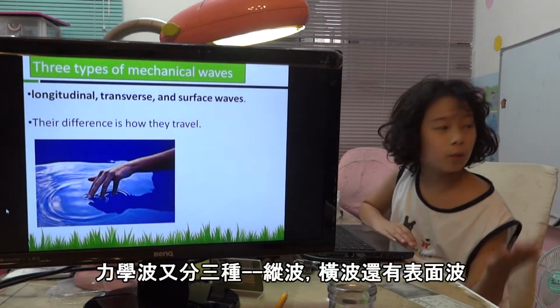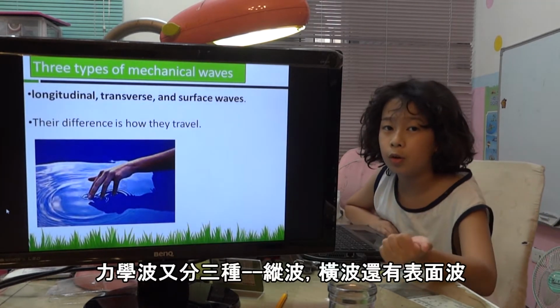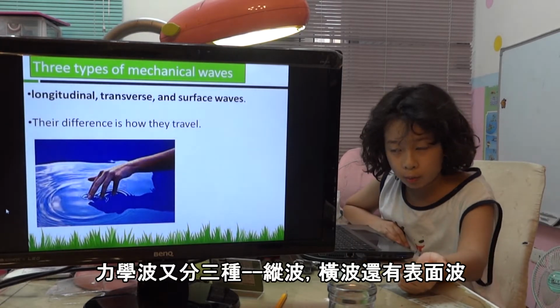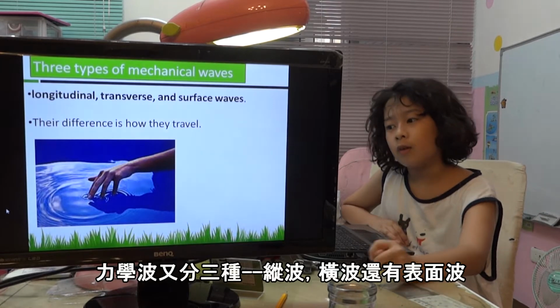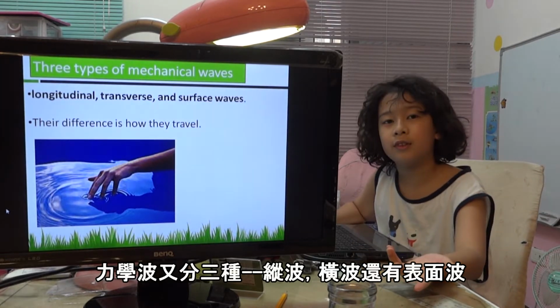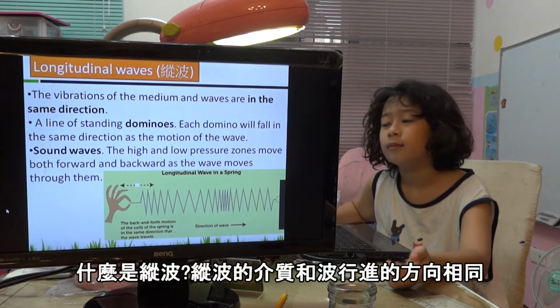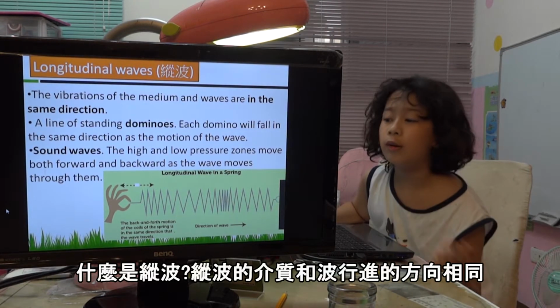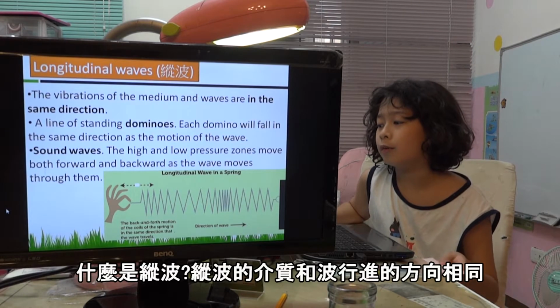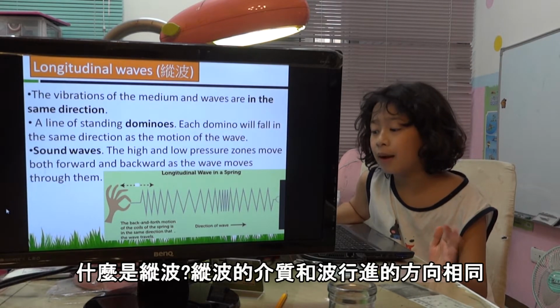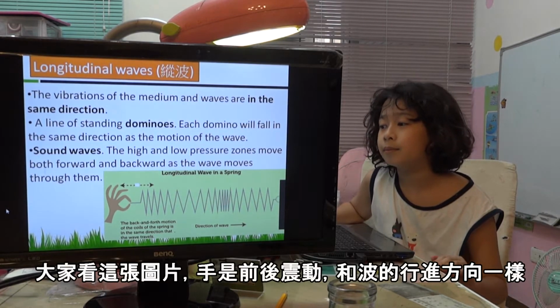Three types of mechanical wave. There's longitudinal wave, transverse wave, and surface wave. They are different in how they travel. Okay? Longitudinal wave. What is longitudinal wave? The vibration of the medium of a longitudinal wave is in the same direction as the wave.